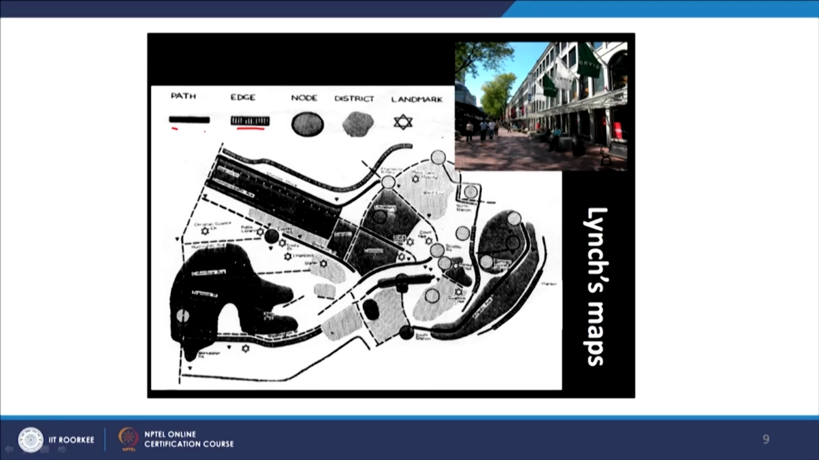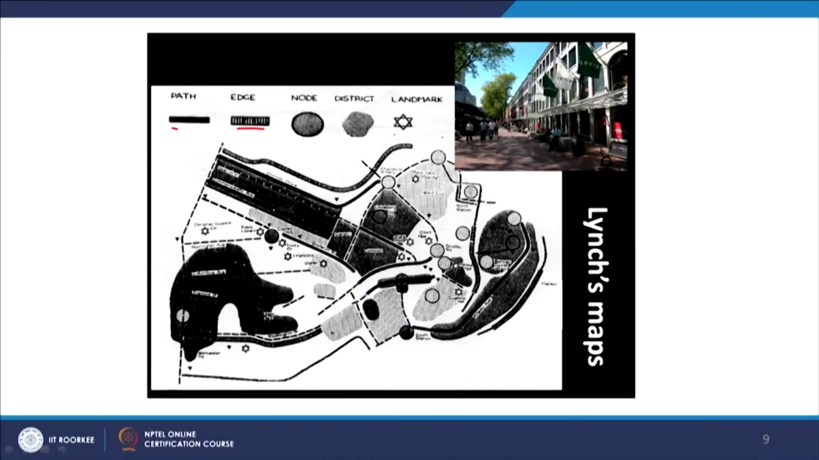One is the path: the pedestrian paths, the passages or alleyways, and how they are all connected. Similarly, the edges have given certain meanings, and you have the junction points of the nodes, and the districts, the residential quarters where people live. Then you can see a landmark, for instance a church or a tower or any particular built component which acted as a landmark. This is how the Lynch maps help us understand the legible image of a place.